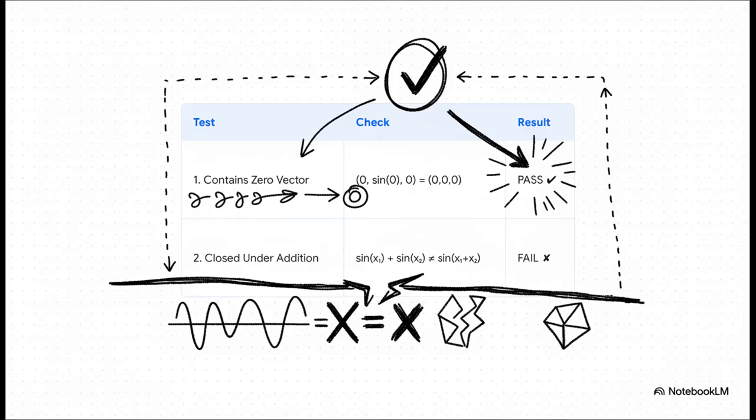So, test number 1. Does it contain the zero vector? Yep. If you plug in x equals 0, you get (0, sin 0, 0), which is just (0, 0, 0). Easy pass. So far, so good. But test 2, closure under addition, this is where it fails, and it fails spectacularly. See, if we add two vectors from this set, their sum has to have that same form: some number, sine of that number, 0. But we all know from basic trigonometry that sin x1 plus sin x2 is just not the same thing as sin(x1 plus x2). That is a clear violation. Case closed. This is not a subspace.